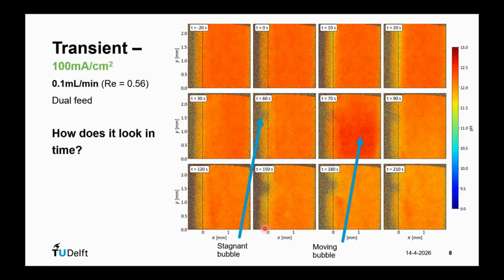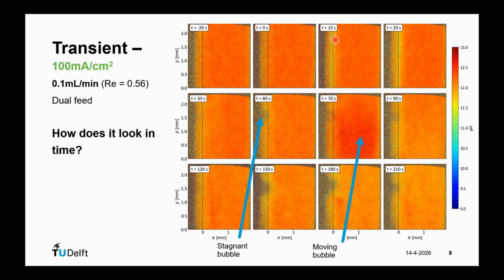So how does it look? Here I have a result showing how it changes in time when I operate the cell at 100 milliamperes per centimeter squared and a flow rate of 0.1 milliliters per minute, pumping electrolyte to both sides of the cell. In the first two images, we have a very homogeneous pH, so we don't have a gradient inside. But then I started applying current at time 0, and in the next seconds, 10 seconds later and 20 seconds later, we see how a gradient is formed at the interface between the nickel felt and the electrolyte.